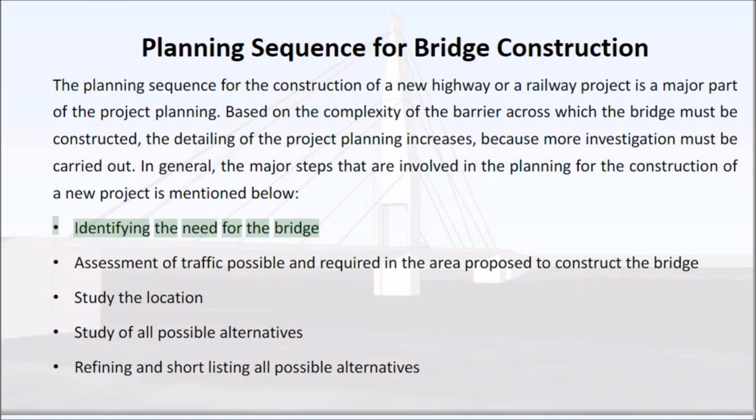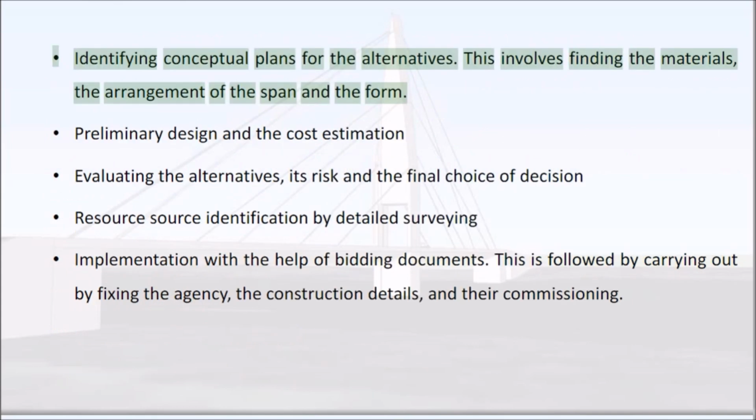Identifying the need for the bridge. Assessment of traffic possible and required in the area proposed to construct the bridge. Study the location. Study of all possible alternatives. Refining and shortlisting all possible alternatives. Identifying conceptual plans for the alternatives. This involves finding the materials, the arrangement of the span and the form.